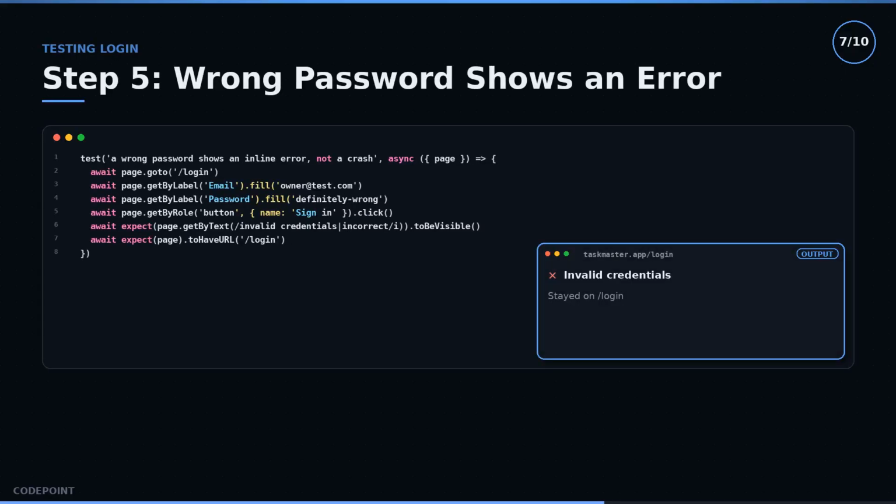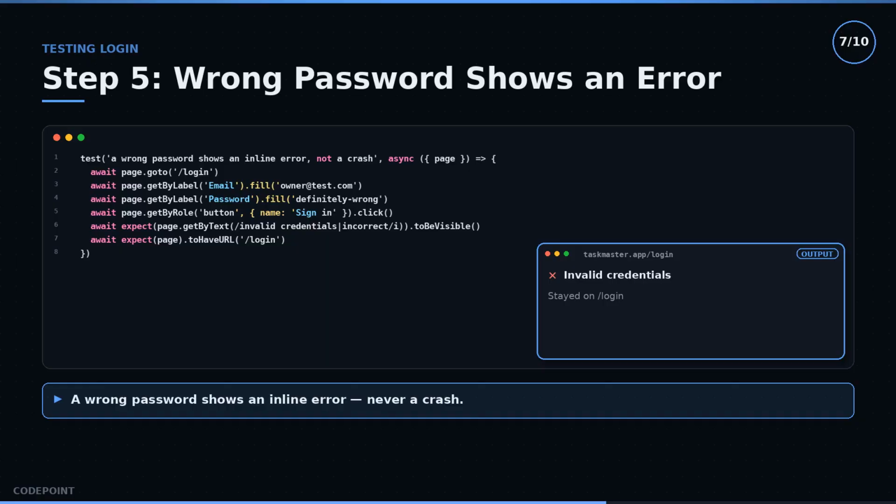Testing login. Step 5. Wrong password shows an error, not a crash. Test a wrong password shows an inline error, not a crash. Async page. Await page goto /login. Await page getByLabel email .fill owner@test.com. Await page getByLabel password .fill definitely wrong. Await page getByRole button, name sign in, click. Await expect page getByText invalid credentials, incorrect, i flag, to be visible. Await expect page toHaveURL /login.